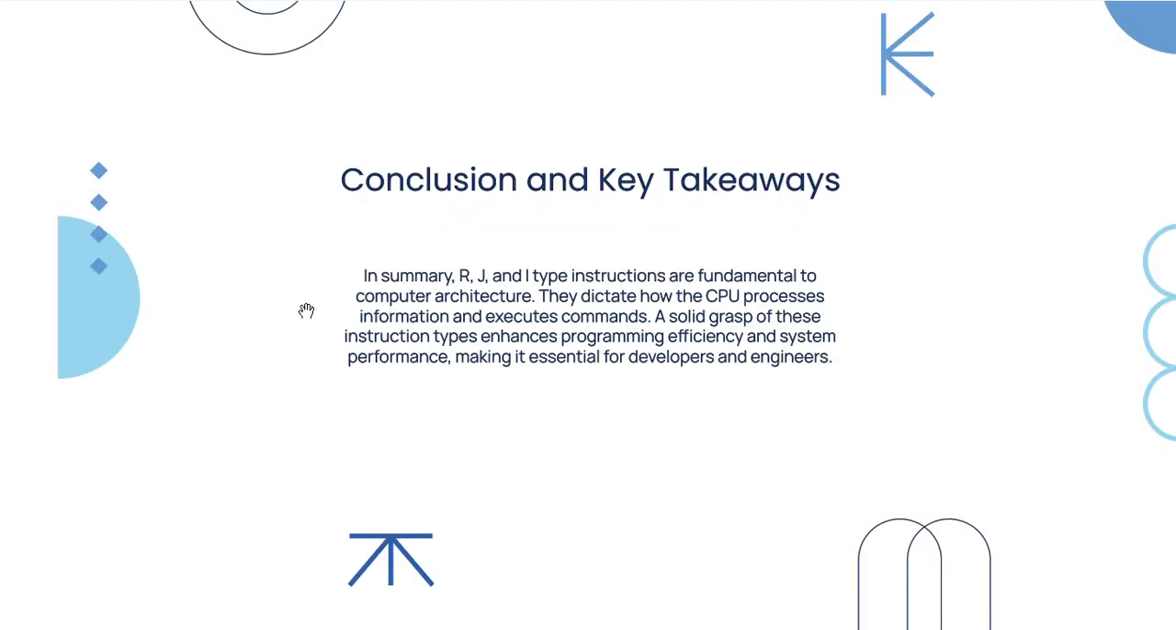Through this video, we learned about the R-type, J-type and I-type instructions that are fundamental for any operations in computer architecture. These instruction types help us get a solid grasp, which enhances programming efficiency and system performance. This makes them essential for developers and engineers who want to work in the computer architecture domain.